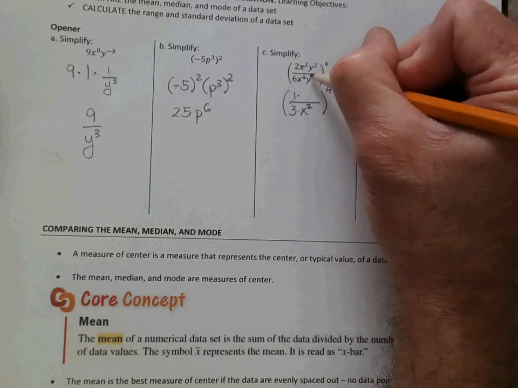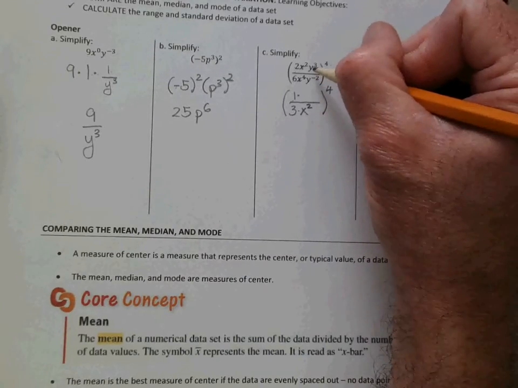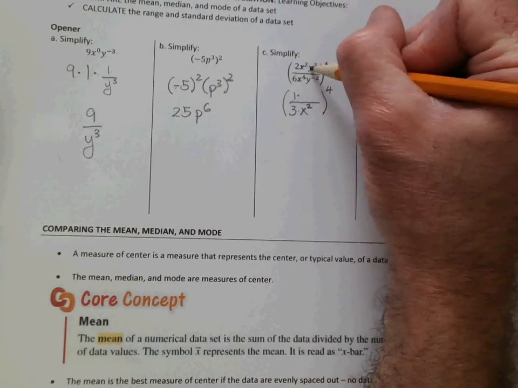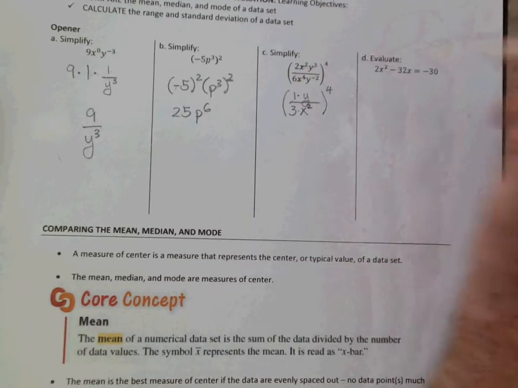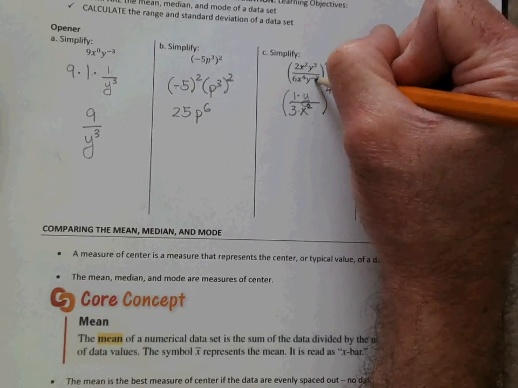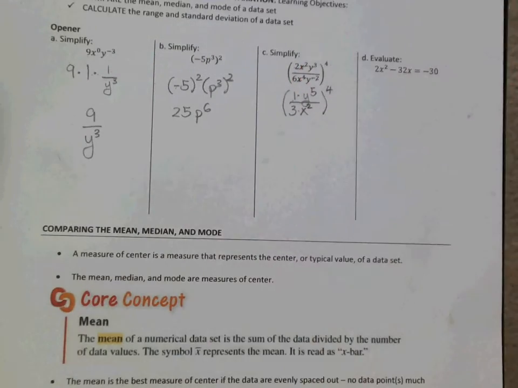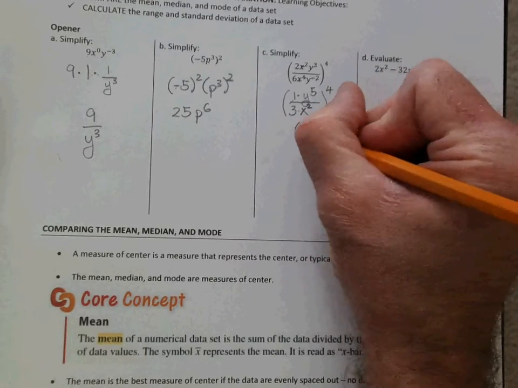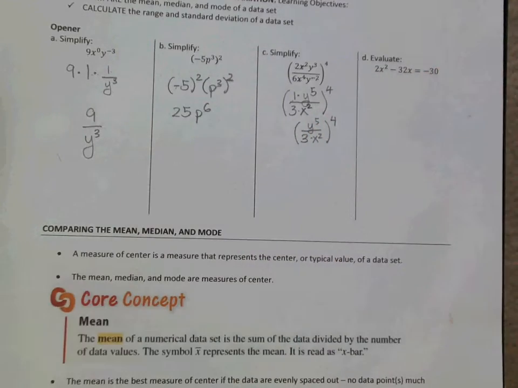Y cubed over y to the negative 2. I see the y in both the numerator and denominator, so I'm going to subtract the exponents. The larger exponent is in the numerator, the cubed, so I'm going to have y in the numerator, and 3 minus a negative 2 is the same as 3 plus 2, which is y to the 5th. So if I clean that up a little bit, I'll have y to the 5th over 3 times x squared, all raised to the 4th.